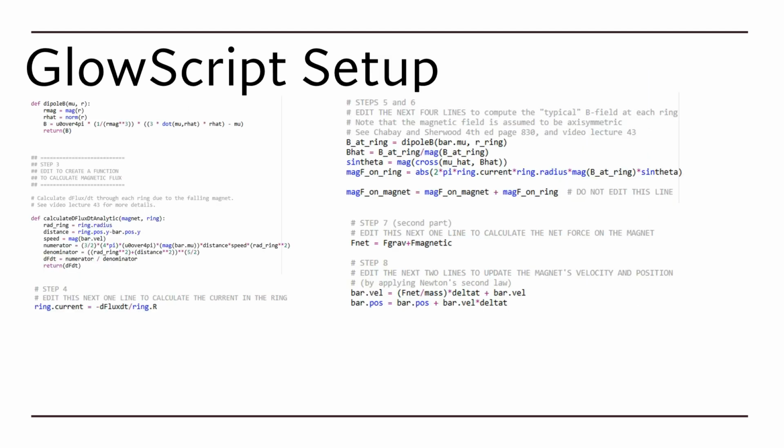Here's our GlowScript setup. Top left, we have the functions for our dipole magnetic field calculation and our change in flux function. In the bottom left, we have Faraday's law calculating our ring current. In the top right, we have the force due to the magnetic field setup, and in the bottom right, we have Newton's second law updating our position and velocity.